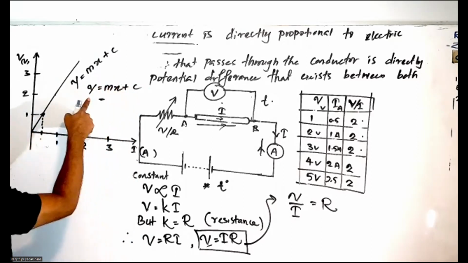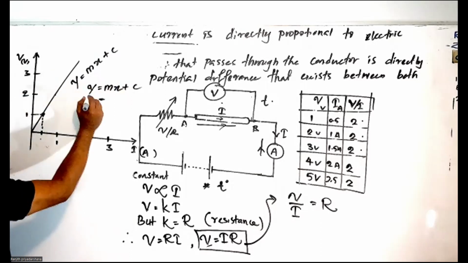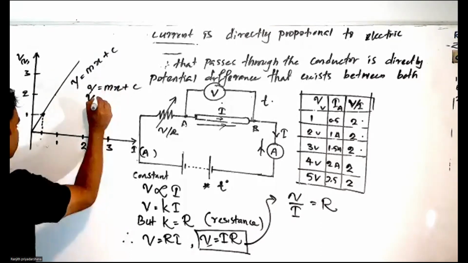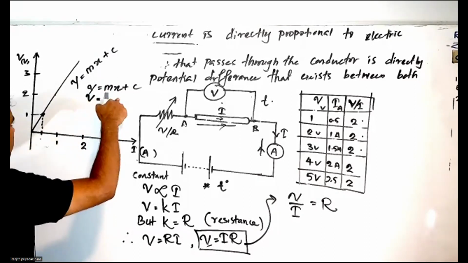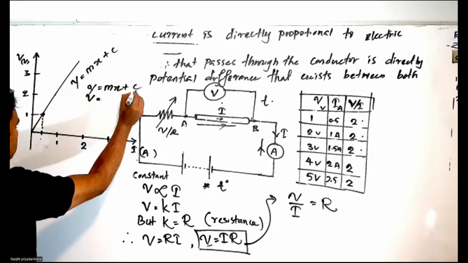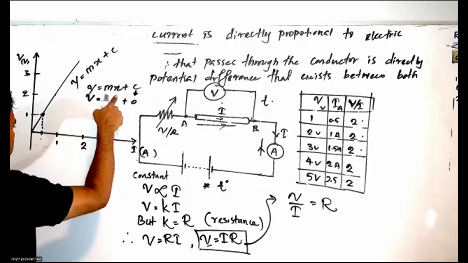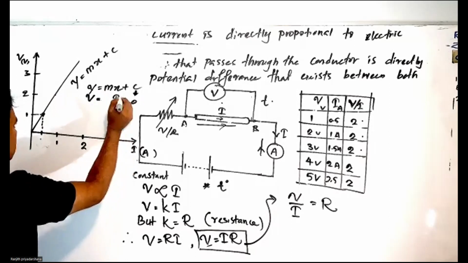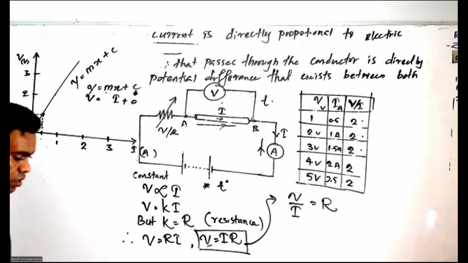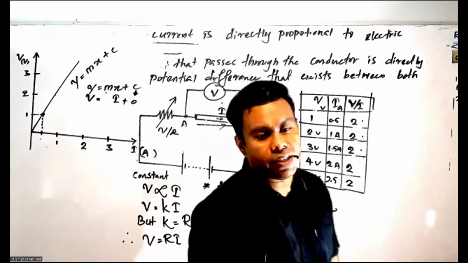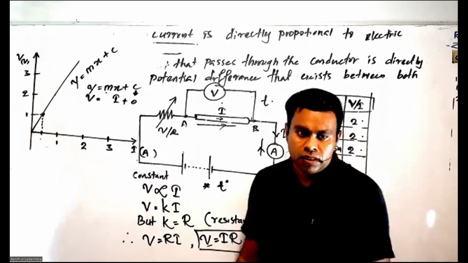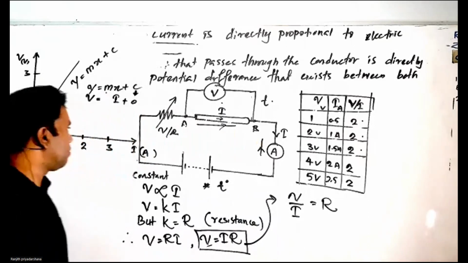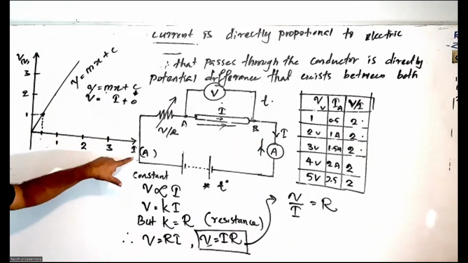Y equals mx plus c. So what's this y? Y is V. M? Yes, you don't know m. And you know the x. X equals that I, electric current I. So what's the gradient of this electric potential difference and current graph? VI graph.